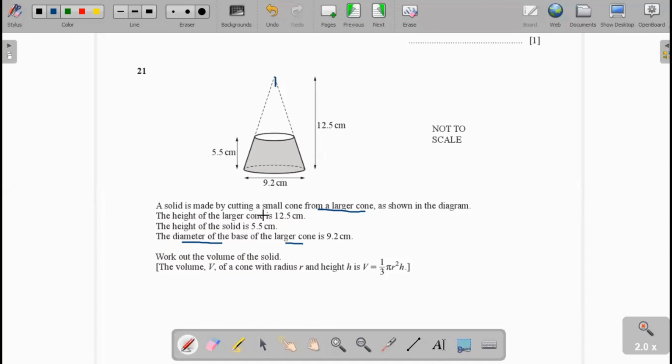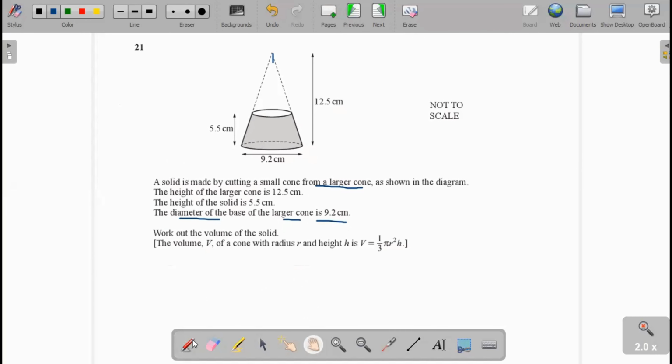Question 21. The solid is made by cutting a small cone from a larger cone. The height of the cone is 12.5. The height of the solid is 5.5. Diameter of the base of the larger cone is 9.2. Work out the volume of the solid.